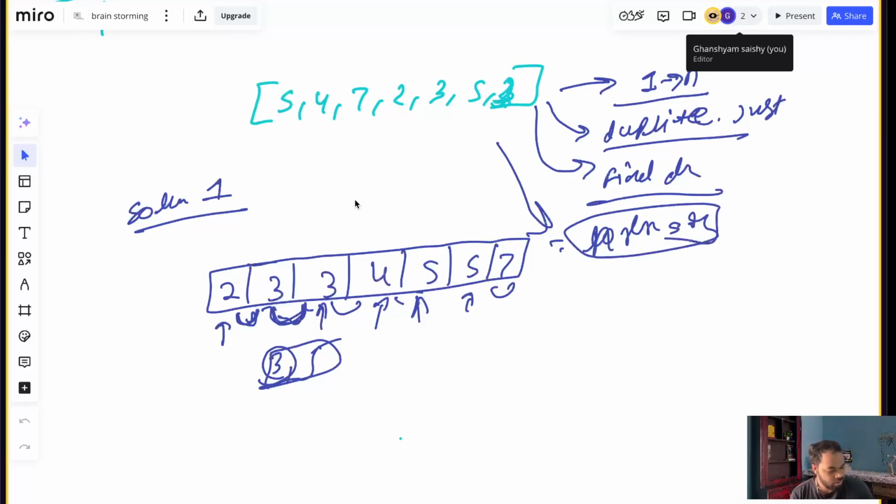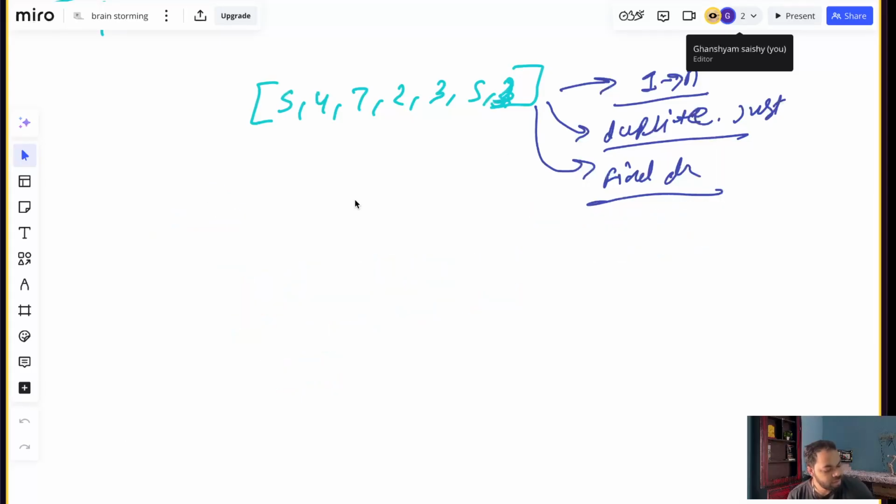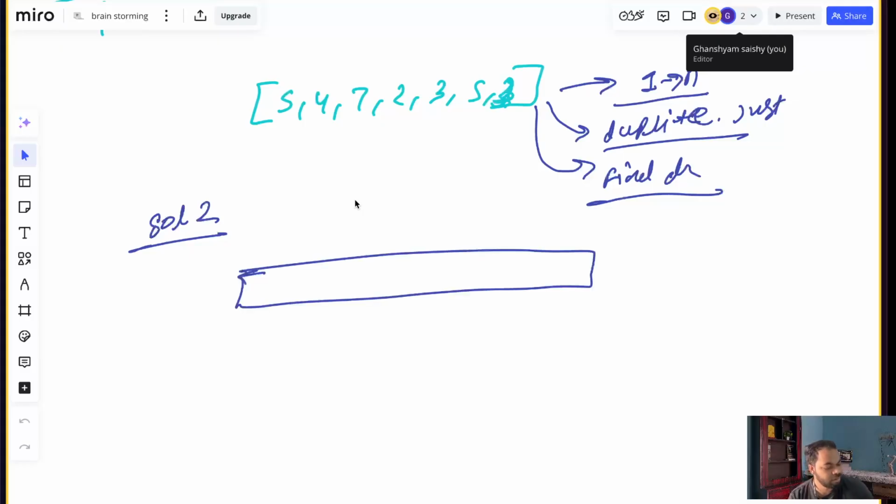But we have a better solution than that, which we were using earlier also. Basically the solution is to sort it, but with cyclic sort. Because we know it is a range of numbers, what we can do is create the same thing: 5, 4, 7, 2, 3, 5.